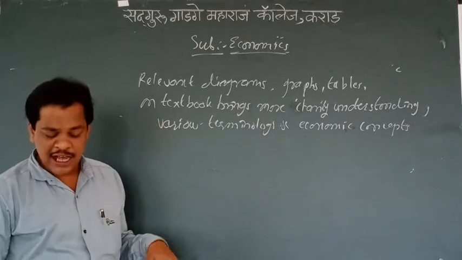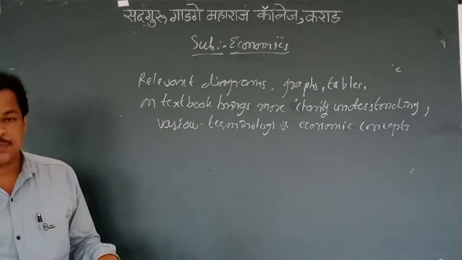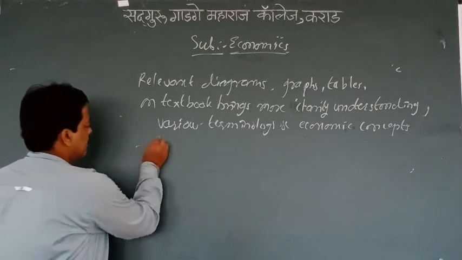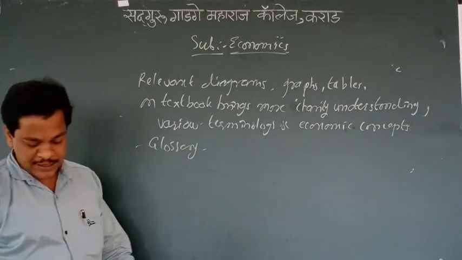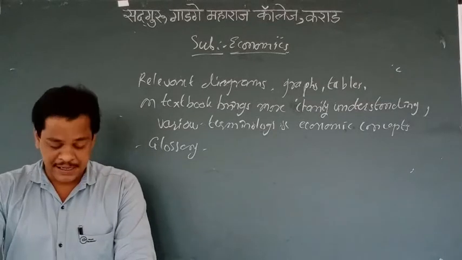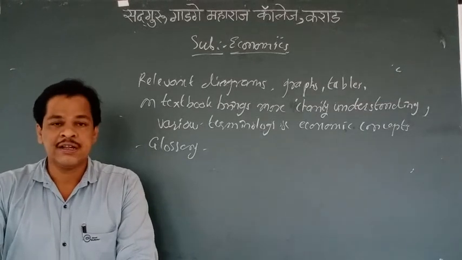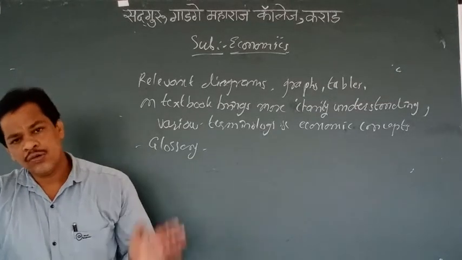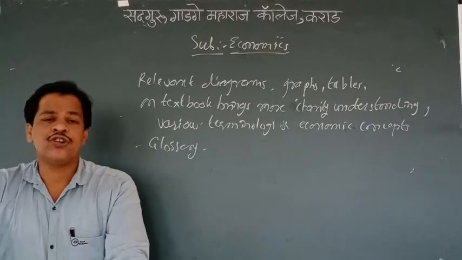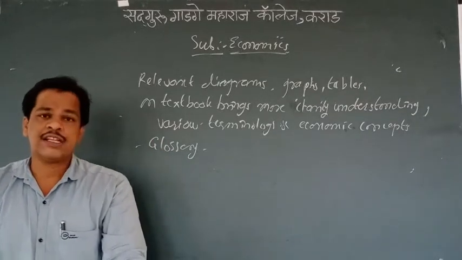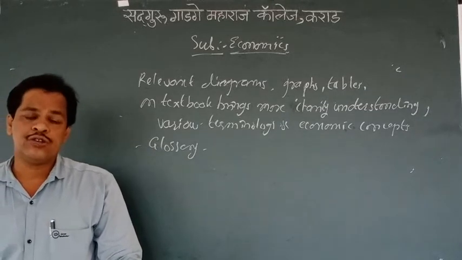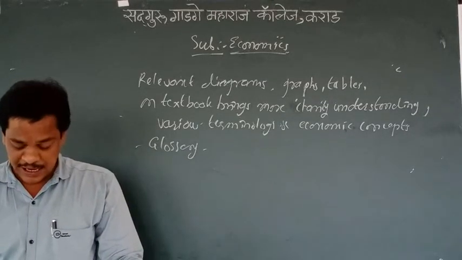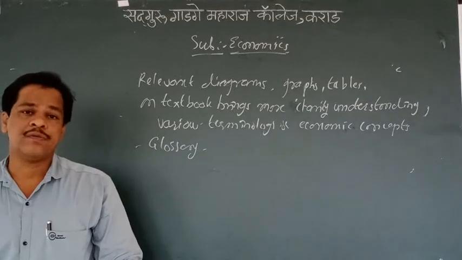Okay, and the last point is that at last there is some kind of glossary. You can find a glossary, that is, economic terms and different words are also provided at the end. So when you go to the last part, you are going to observe the glossary. You can see the economic terms there, and difficult words are also provided, so that you can read these words and have some understanding of them.